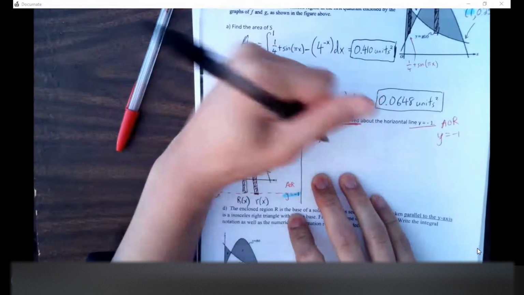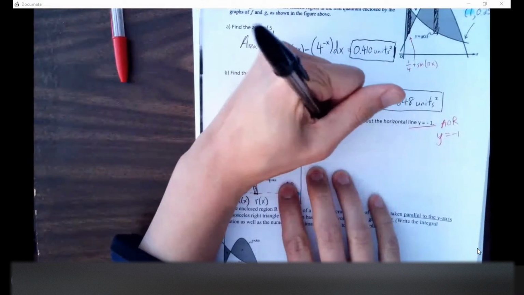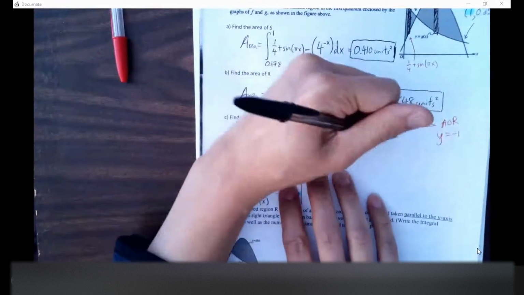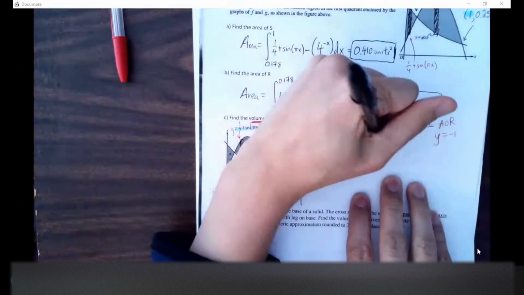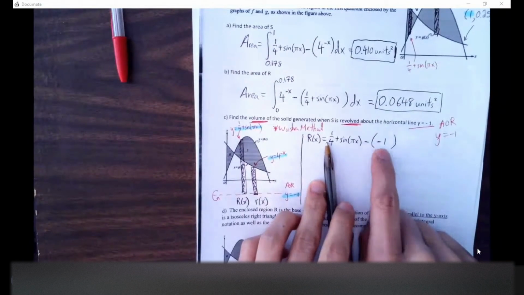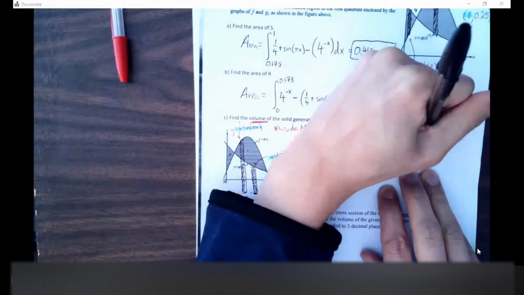Okay. Big radius first. Top minus bottom. The top is sitting on the 1/4 plus sine pi x, minus big parentheses, the bottom of big radius is sitting on the -1. 2 negatives become positive. You can leave it like this, or I'm just going to go ahead and combine some like terms. 1/4 plus 1 is 5/4, just so there's less numbers to enter into the calculator.